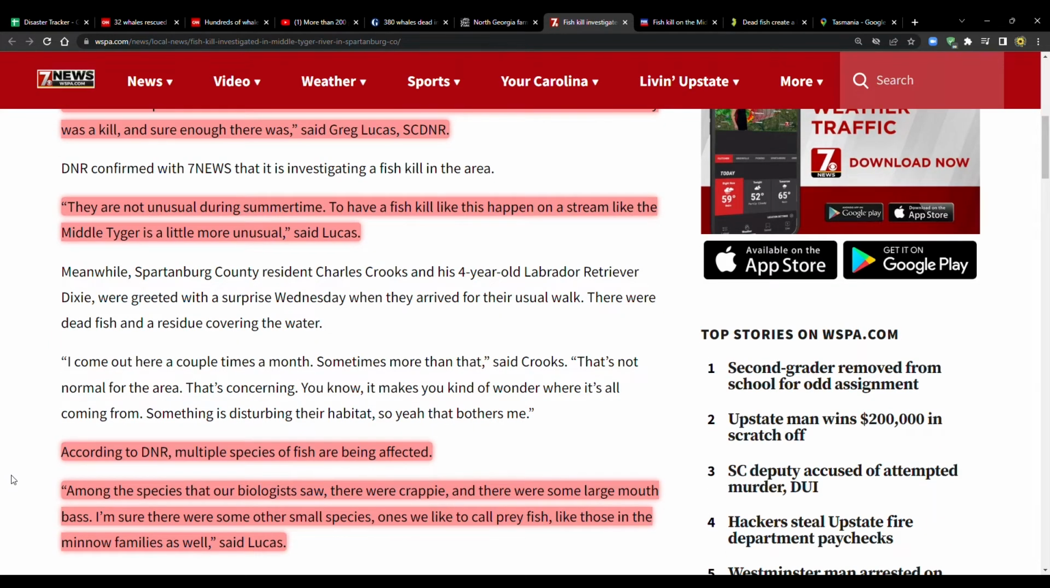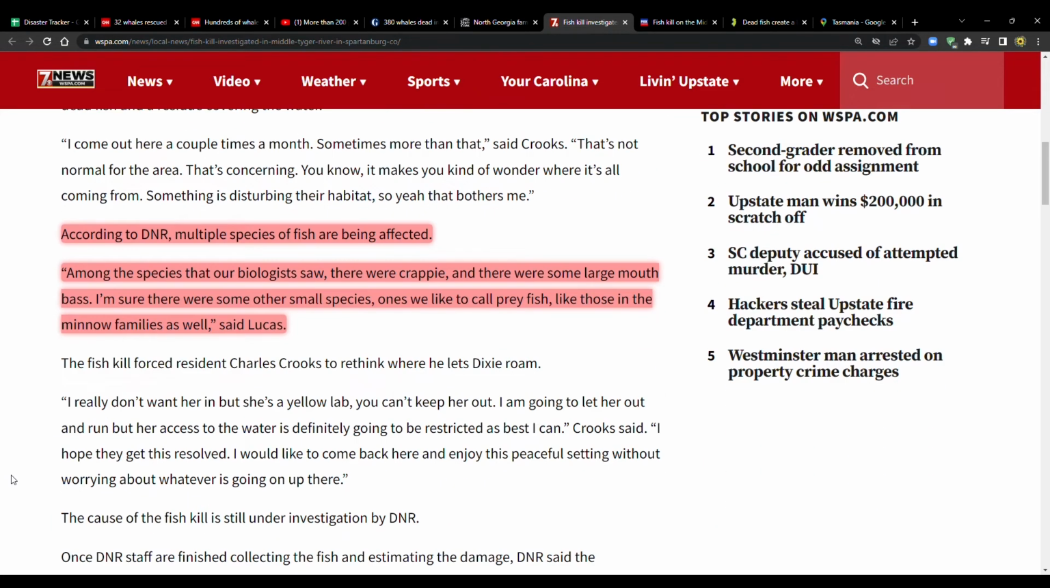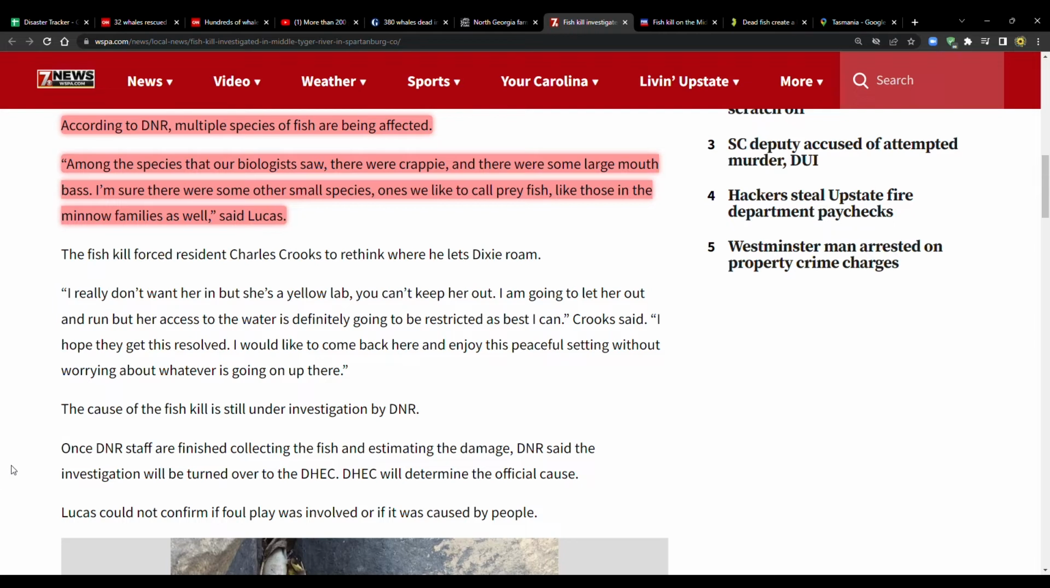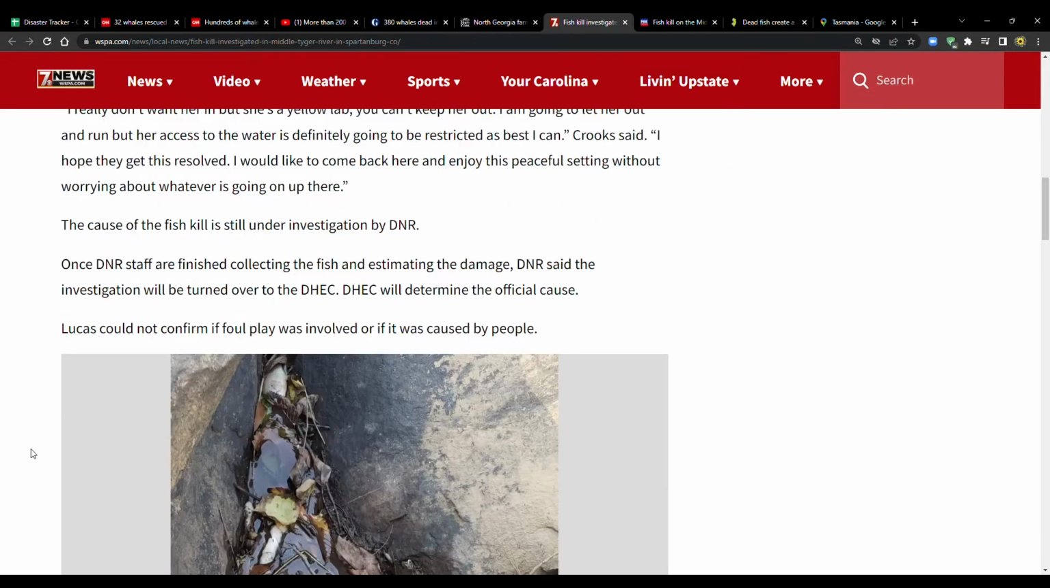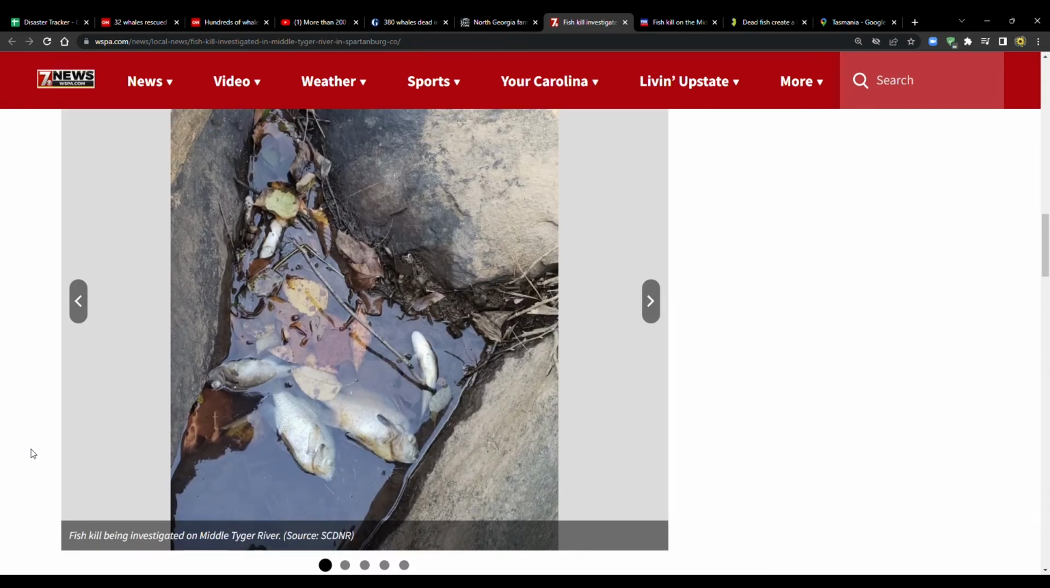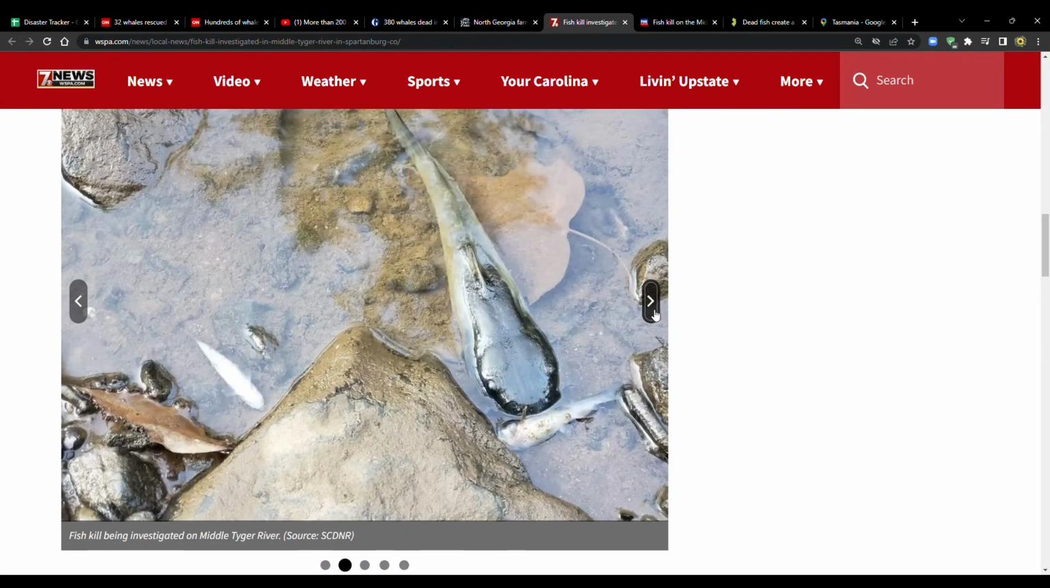Quote, "They're not unusual during summertime to have a fish kill like this happen on a stream, like the Middle Tyger is a little more unusual," said Lucas. According to DNR, multiple species of fish are being affected. Quote, "Among the species that our biologists saw, there was crappie and there were some largemouth bass. I'm sure there were some other small species, ones we like to call prey fish, like those in the minnow families as well," said Lucas. Here's a picture. Let's look at a couple pictures.